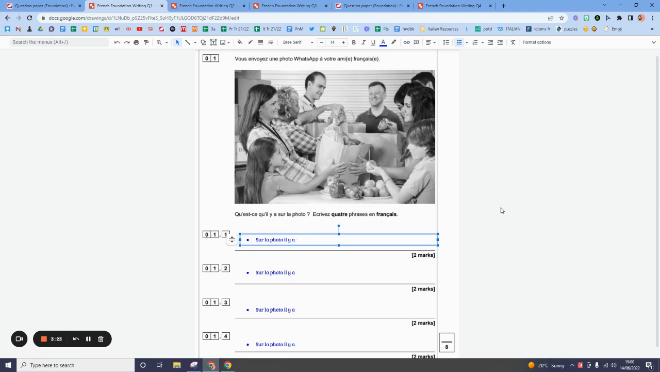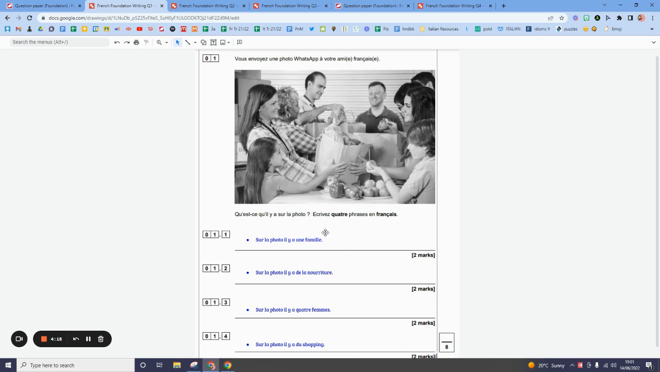So, sur la photo, il y a une famille. In the picture, there's a family. 2 marks. I've got my verb, which is il y a. I've accurately described what's in the picture, and my sentence has no mistakes. 2 out of 2. Sur la photo, il y a some food. De la nourriture. Ooh, I can't spell today. Done. 4 femmes. Sur la photo, il y a du shopping. There you go. Family, food, 4 women, and some shopping. I am very happy with those 4 sentences. I've got my 8 marks.